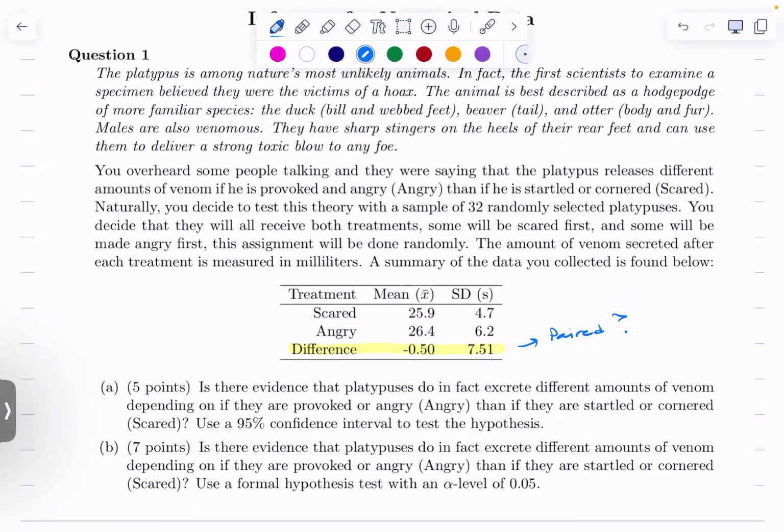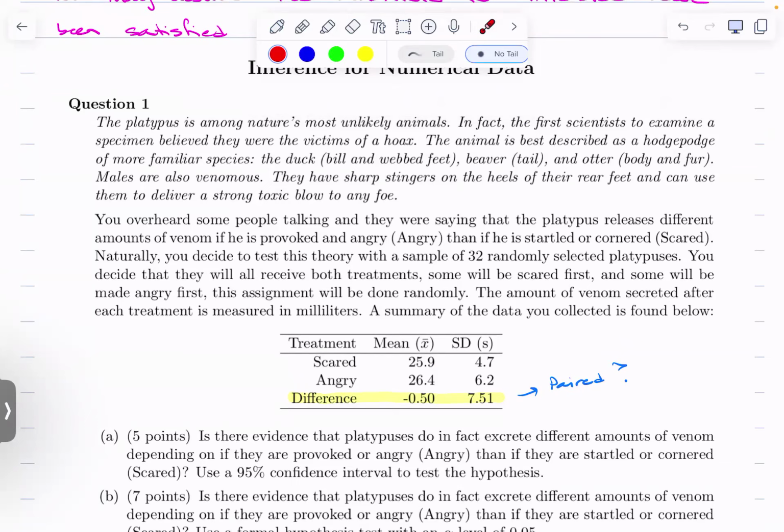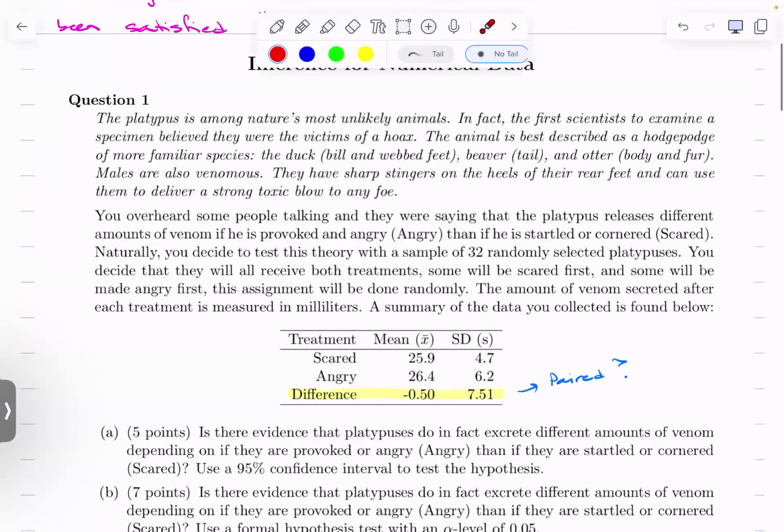Oh yeah, so a platypus, hopefully you know what a platypus is. They're like this hodgepodge made up animal. They're not made up, they're real, but the males are venomous. And so they have sharp stingers on the heels of their rear feet, and can use them to deliver a strong toxic blow to any foe. How dramatic.